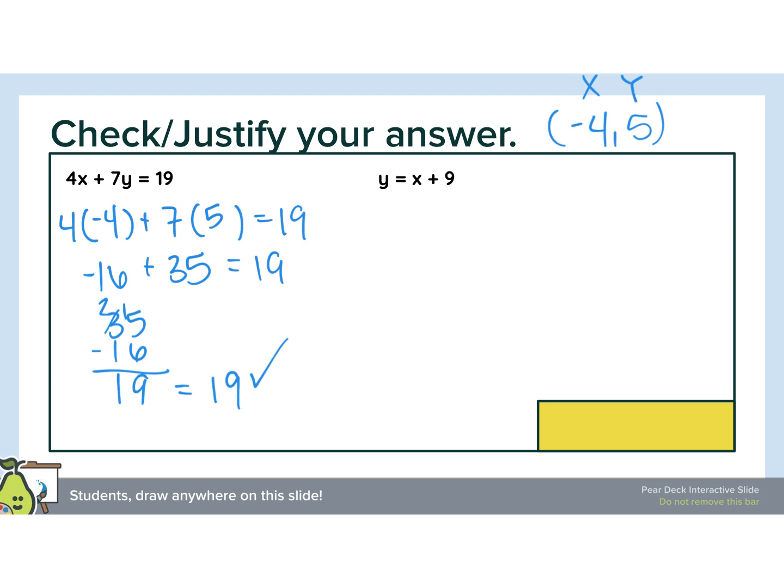Equation number 2, instead of y, we put a 5 in its place. Instead of x, we put a -4 in its place. And then we have a plus 9. -4 and a positive 9 gives me positive 5. Both equations check out. This is, in fact, our answer. We're done.